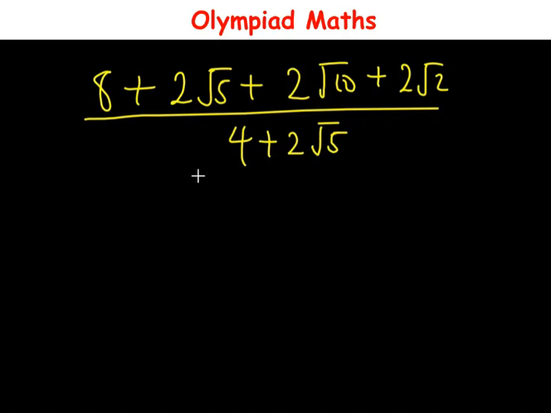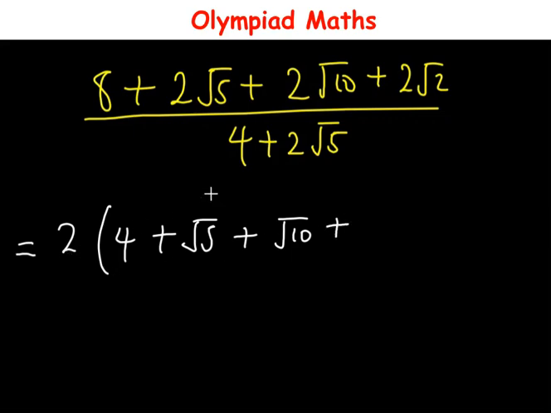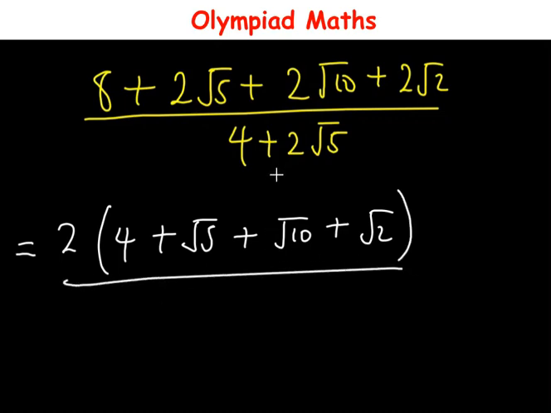Now simplifying this further, we can factorize out 2 from the denominator. So factorizing out 2, we have this equals 2 into bracket. Factorize out 2 from 8, we have 4, plus factorize out 2 from 2 root 5, we have root 5, plus factorize out 2 from 2 root 10, we have root 10, plus factorize out 2 from 2 root 2, we have root 2, all divided by, here also factorize out 2, so 2 into bracket, factorizing out 2 from 4, we have 2, plus factorize out 2 from 2 root 5, we have root 5.